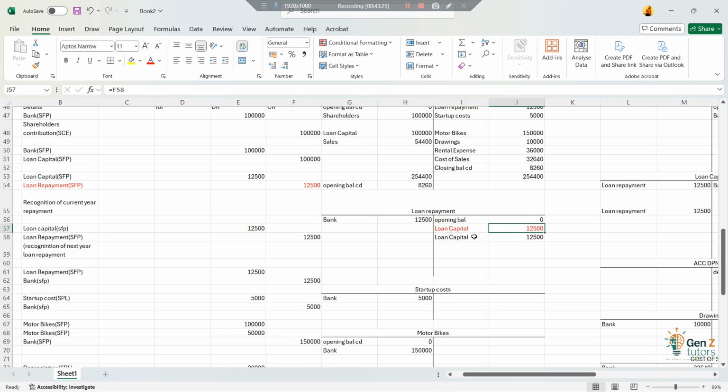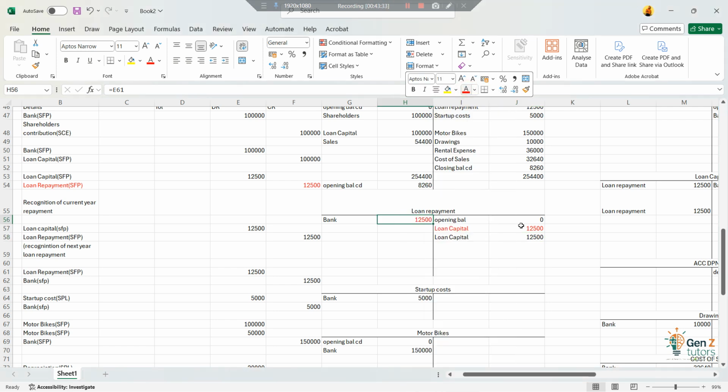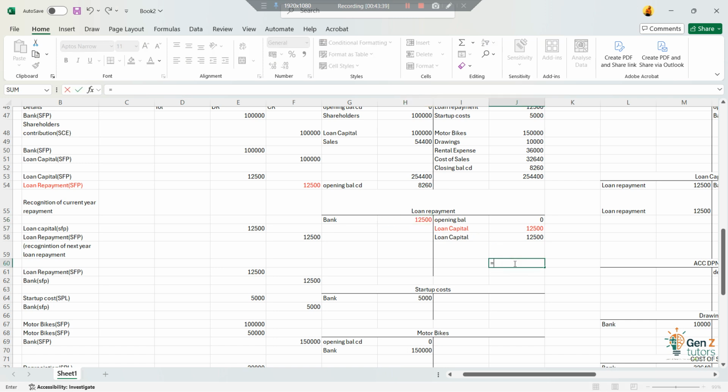This is the closing off process over here. Closing balance, carry down. It's gonna be what? It's gonna be this amount down here minus the sum of everything that's above. And then we have a closing balance of 8,260. Then that is going to be our opening balance carried down for the next year.